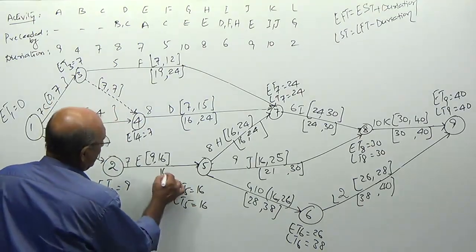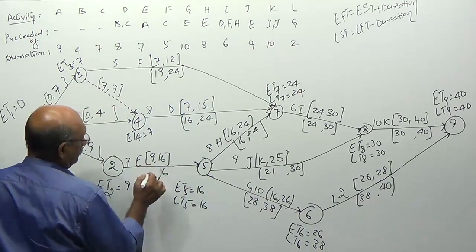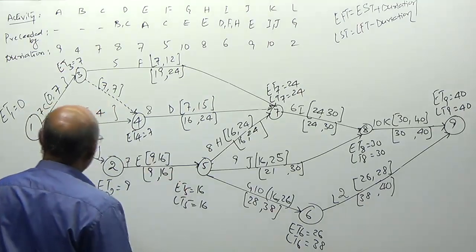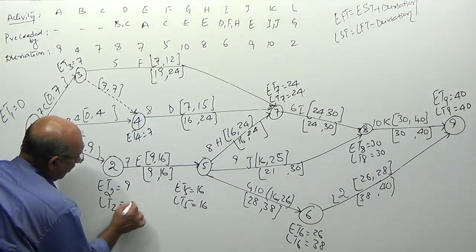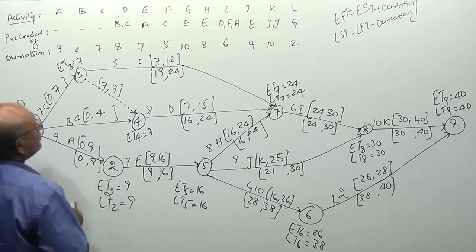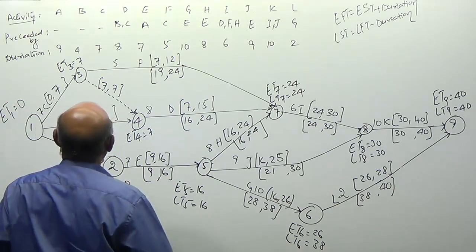So this is 16 minus 7, 9. So latest timing of 2 is 9. So 9 minus 9, 0. This way it is completed, sir.